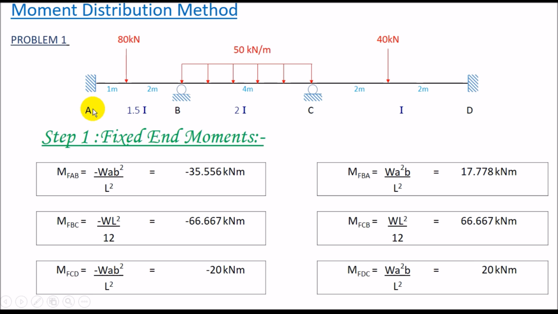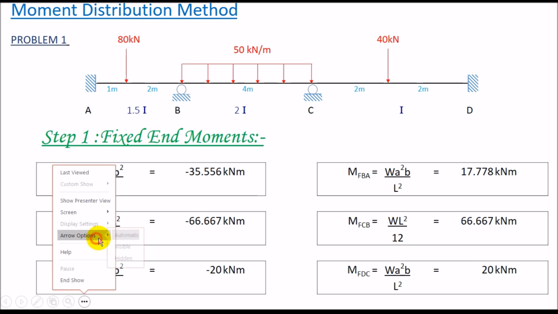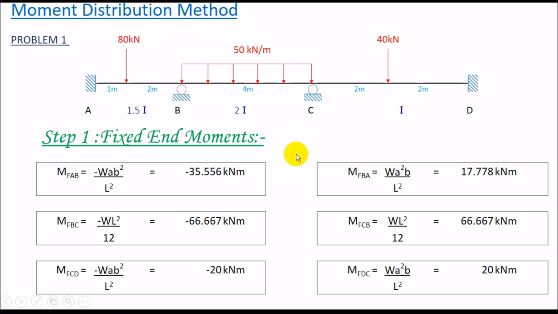Alright, so step 1 for the moment distribution method is, as you can see in this problem, both the ends are fixed, and my assumption is that you already know what fixed end moments are and how they are calculated. The formula is, I think, well known to you. Our primary assumption before solving any type of indeterminate beam is that except the end joints, that is in this case A and D, all the intermediate joints, that is B and C, are considered to be fixed.